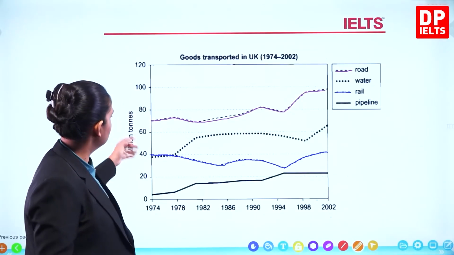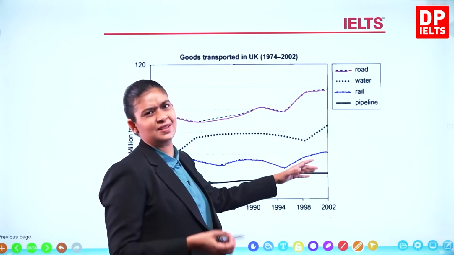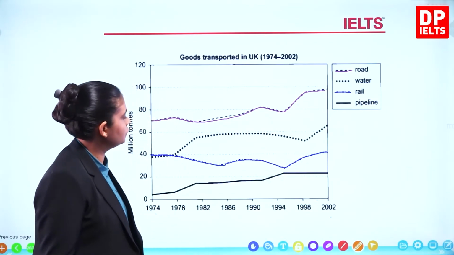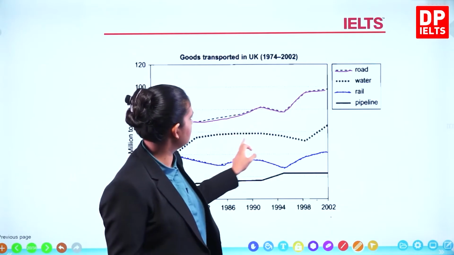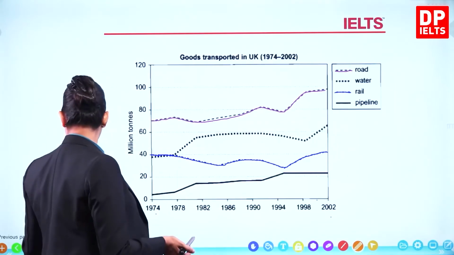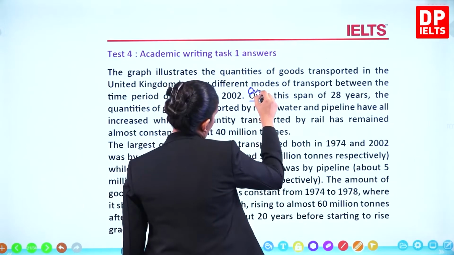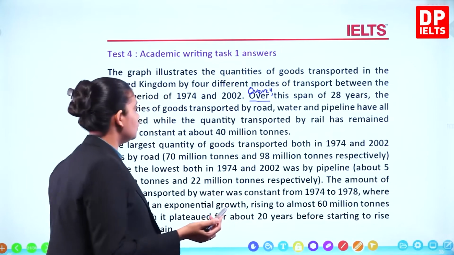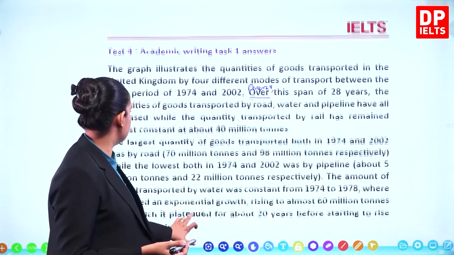So rail, which is the blue one, it is going up and down a bit, but really not that much of a difference, okay. Road has increased. Water has increased, pipeline has also increased. So this looks more like an overall, okay? So you could signpost by saying overall, comma, and then write it down. Seems like a good answer, the first bit. Let's have a look at the next bit.